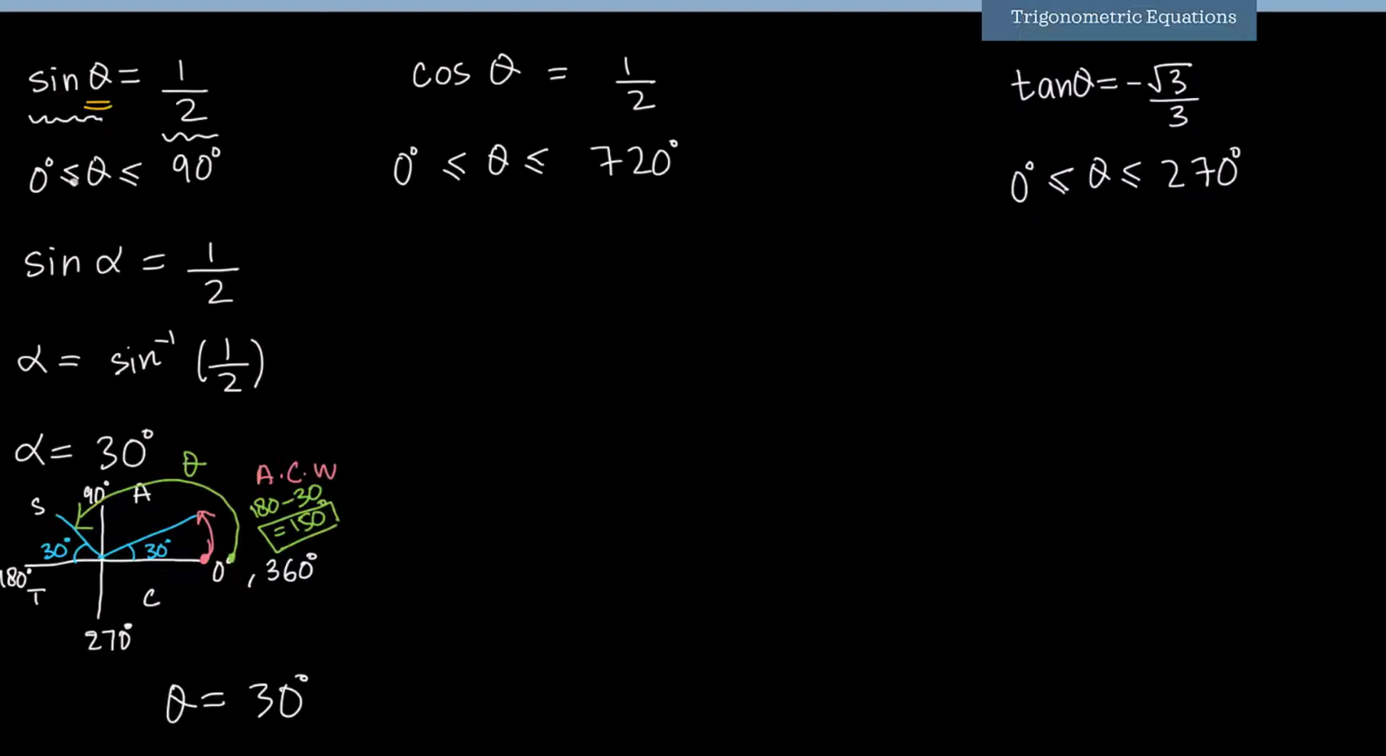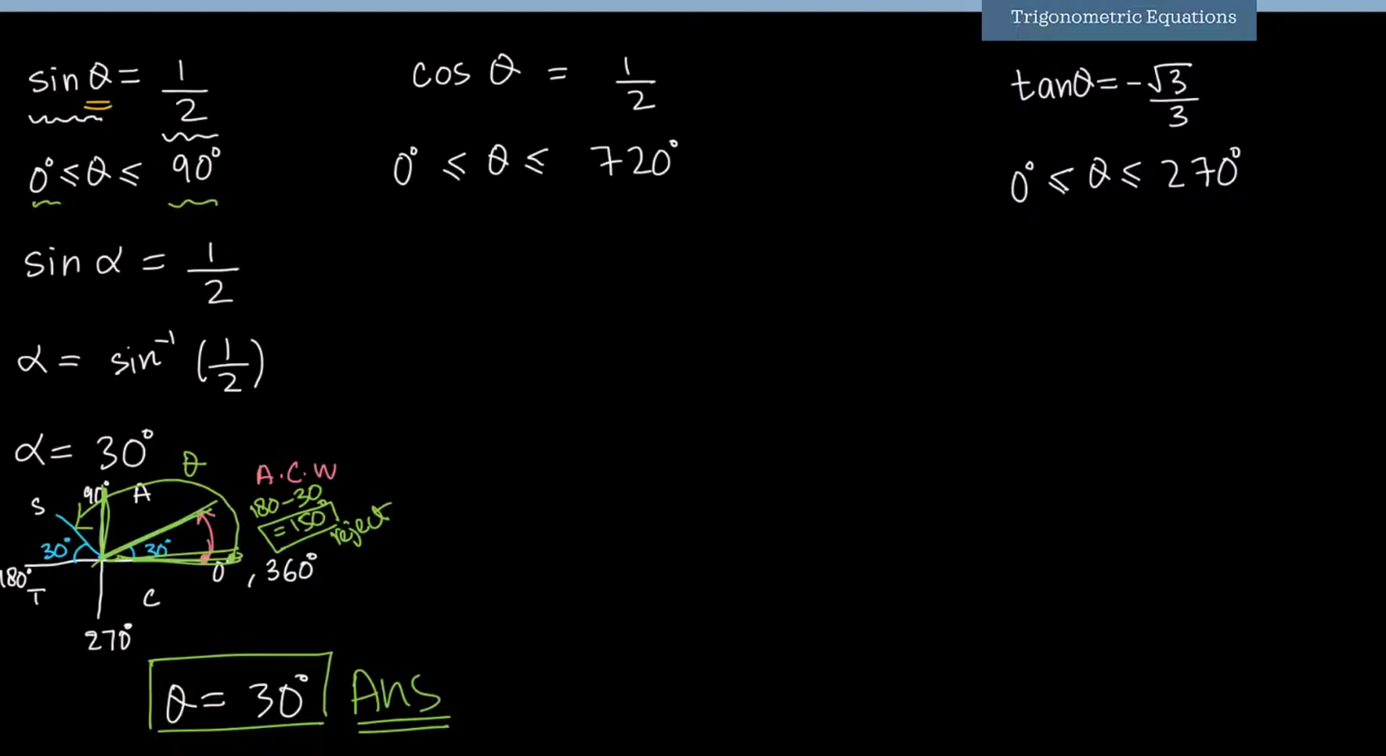But the domain is given to me as 0 degrees up to 90 degrees. So I will reject this value. So my only answer from 0 degrees up to 90 degrees is this angle. So my answer is going to be only 30 degrees.